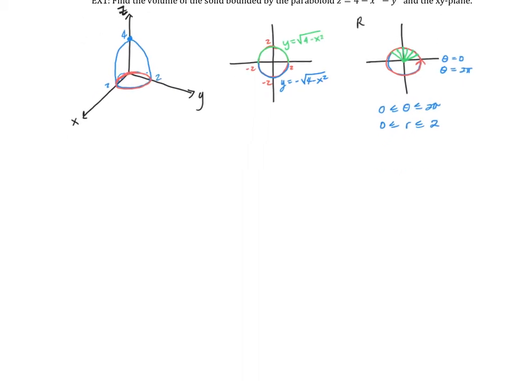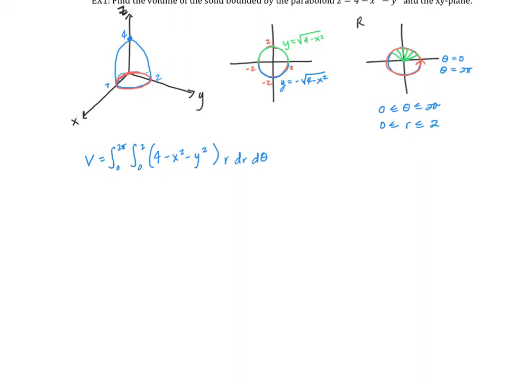Now I'm going to set up my volume. It's going to be equal to, I'll put theta first, or on the outside. Theta values from 0 to 2 pi. My radius is going to go from 0 to 2. My integrand is z equal to 4 minus x squared minus y squared. And then this is polar, so it's r dr d theta.